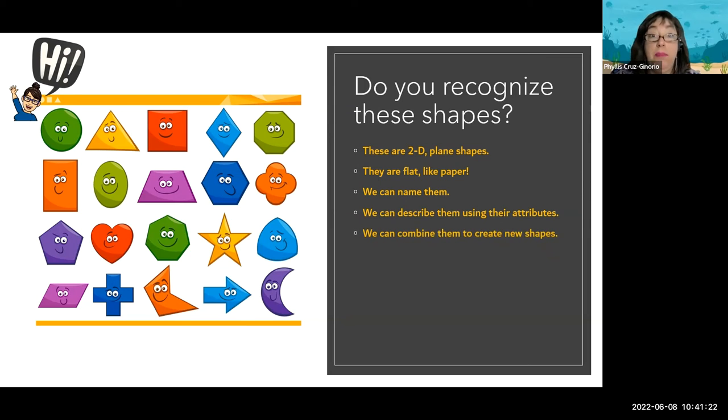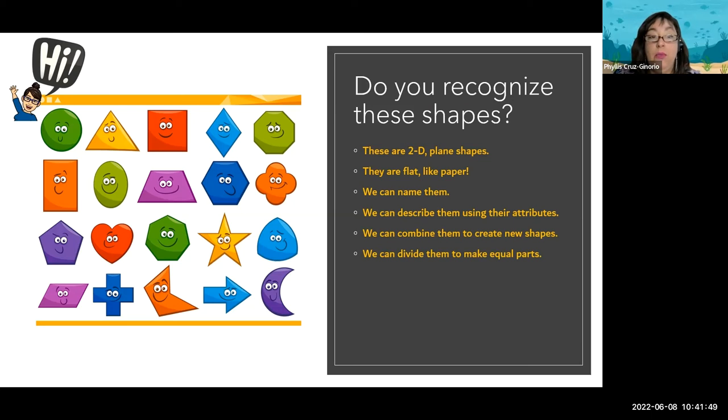We can also combine them. Oh, it's like puzzles. You can take a couple of shapes, slide them together to match like a puzzle piece, and create a new shape. Yeah, we can compose new shapes. Next, we can divide them. Oh, like a circular pizza, we can divide it up into equal parts.